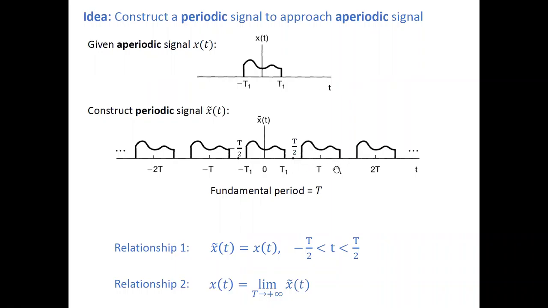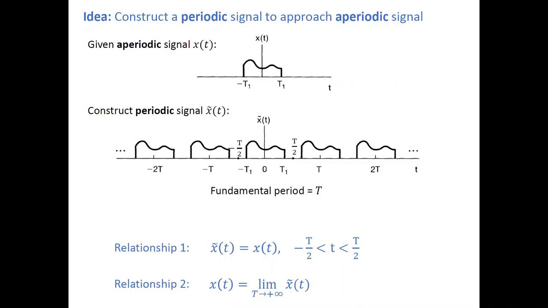X tilde of t has a repeated pattern outside this period. And the second relationship needs some intuitive understanding. It says that as the capital T goes to infinity, x tilde of t becomes x of t. So capital T is the fundamental period of x tilde of t. What does it mean when capital T goes to infinity? It means the distance between the two repeated waveforms would be infinitely far. In other words, imagine that we start from zero and we want to approach the next repeated waveform. But since T is infinity, we will never reach the next repeated waveform. Since we never repeat it, it effectively becomes an aperiodic signal where the repeated waveform will never appear again. But that's the intuition for T goes to positive infinity.